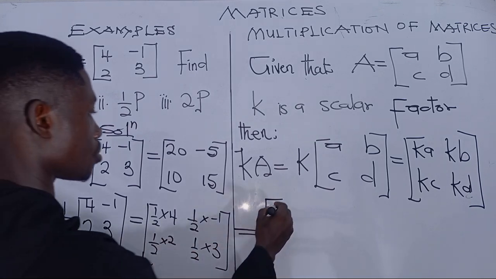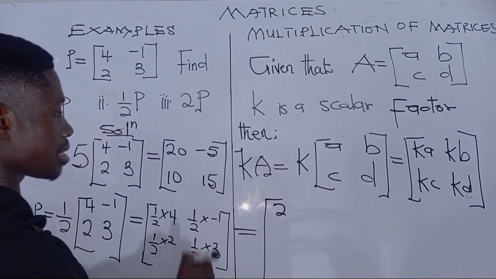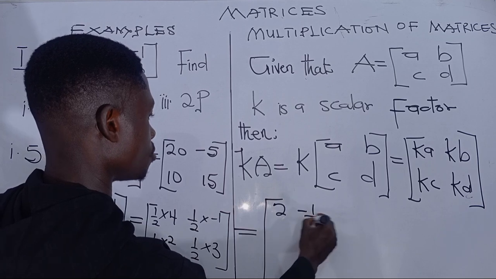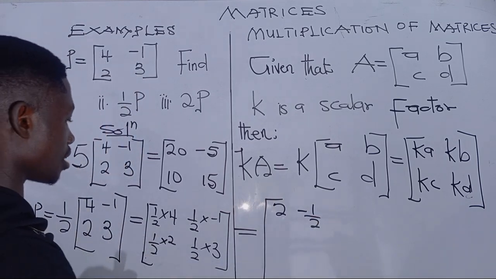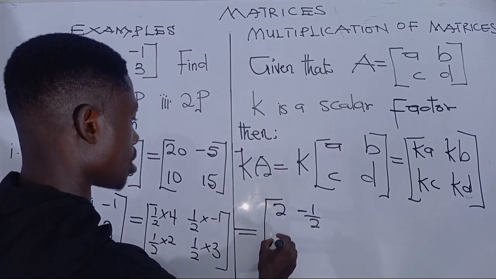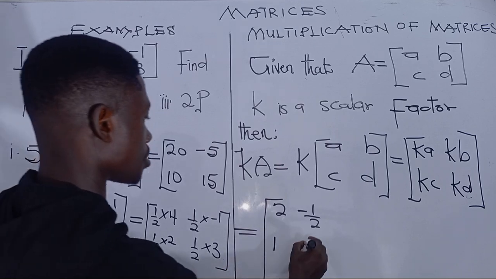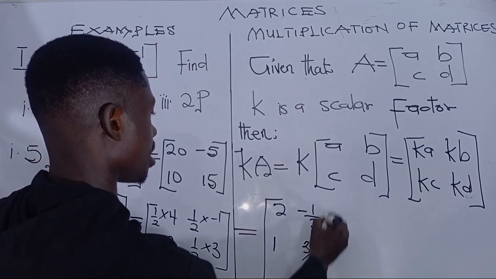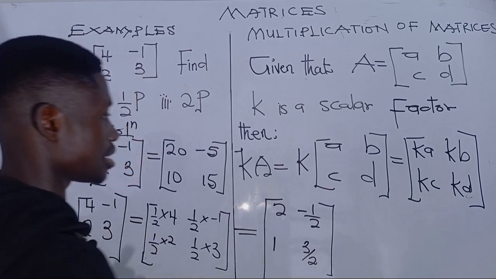Half times 4 will give us what? 2. Half times minus 1 will give us minus 1 over 2. Half times 2 will give us what? 1. Half times 3 will give us what? 3 over 2.